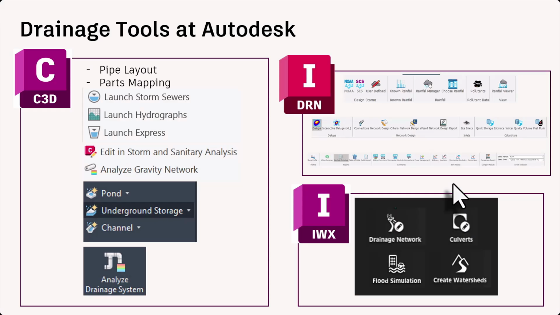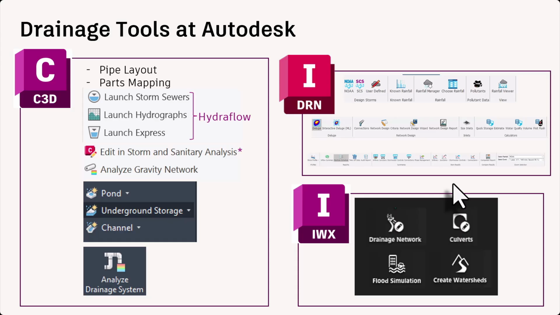First, we want to get the lay of the land of the drainage tools at Autodesk because there are many. You have standalone tools like InfoDrainage, which is purely a drainage design and analysis tool. You have InfraWorks, which includes some drainage features and functionalities. And then probably the one that people most relate with Autodesk is the tools within Civil 3D. This is everything from laying out your pipes to analyze gravity networks. In 2026, it now includes ponds, underground storage, and channels as objects in Civil 3D, as well as the ability to analyze your drainage system.